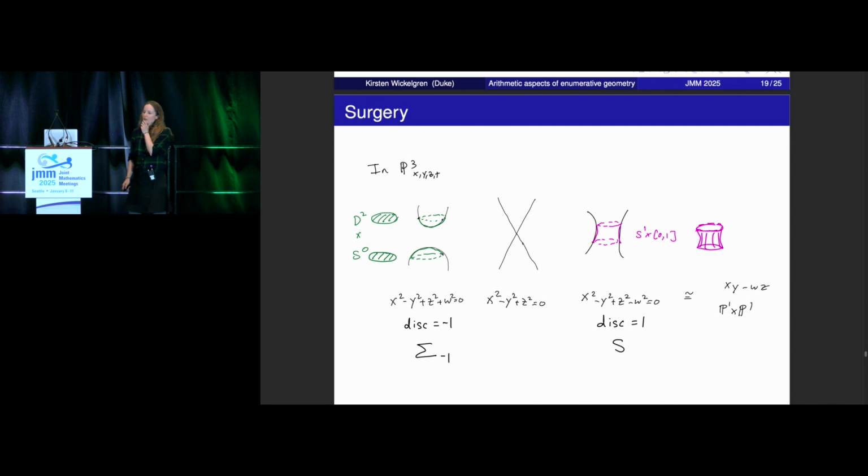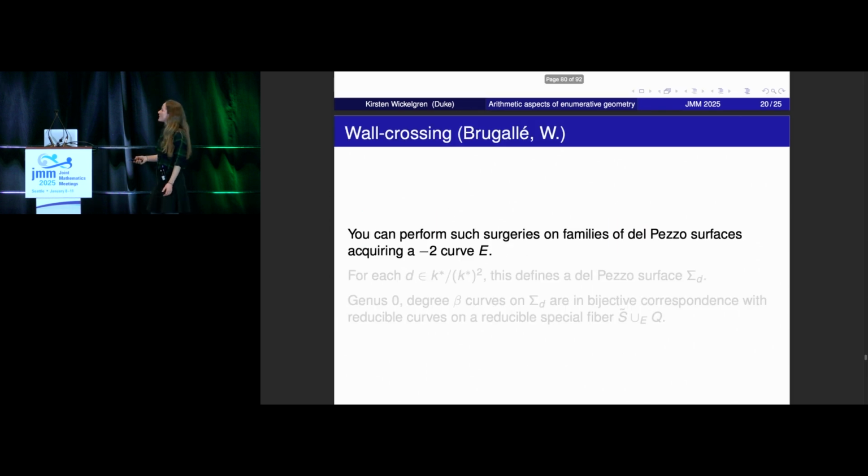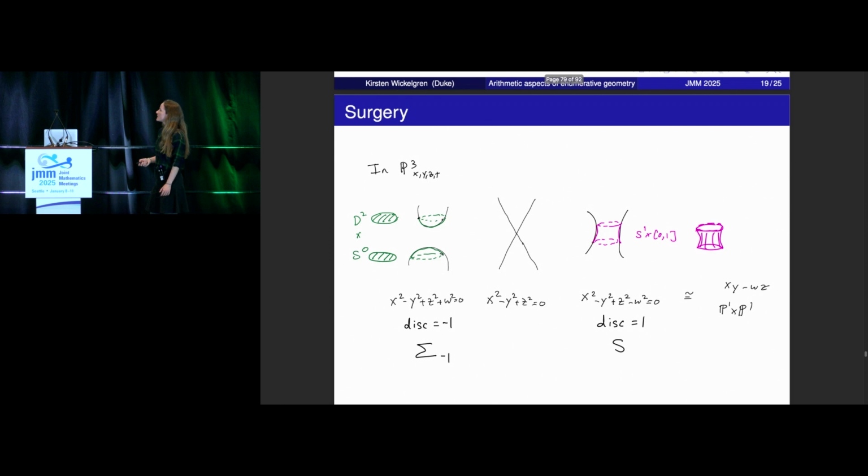Let's talk about some tools we can use to compute what that arithmetic information is, more than over R and C. So I'm going to talk about some joint work with Erwan Brugallé that gives some information about the A1 Gromov-Witten invariants. So first, actually, let's talk about surgery, which is something that we can do to a manifold.